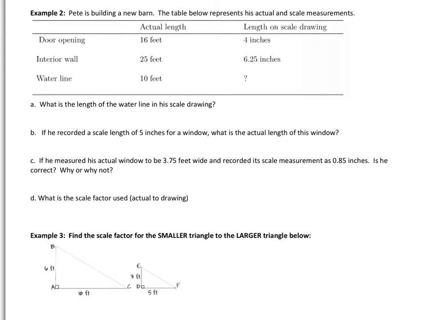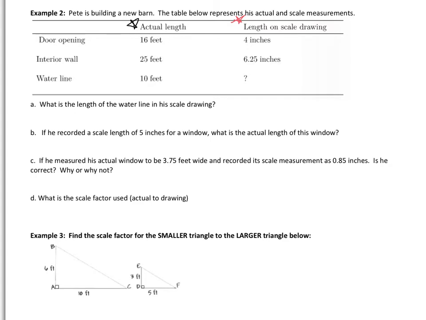Section 3 Scale Factor, Example 2. Pete is building a new barn. The table below represents its actual and scale measurements. So we have our actual measurements right here and our scale measurements here. Think of a smaller scale object that represents what he's going to build. They go by that structure, that little model to help build the bigger one.